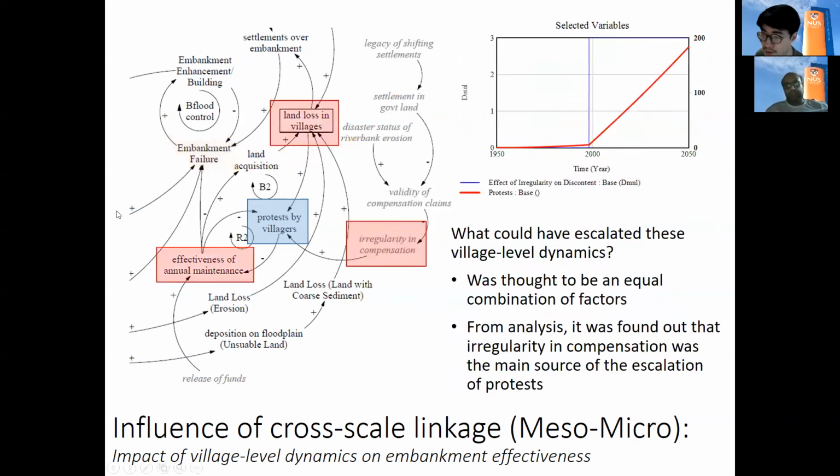Subsequently, we tried to trace the cause of these rapid changes in trend that started emerging after the turning point of year 2000. From analysis, it was found that the irregularity in compensation seems to be the main source of escalation of protests, which started to be more prominent post-1998. This affected the villagers' livelihoods, which led to discontent and, as a result, more recent years of embankment disruptions. As such, the scenario testing has helped us identify unintuitive cross-scale interactions that played a crucial role in shaping the emerging problems.